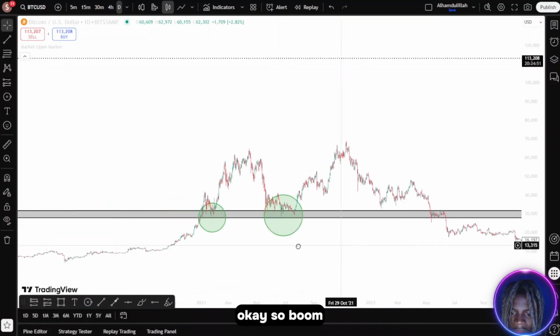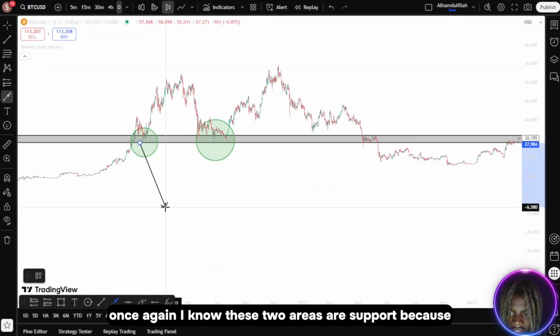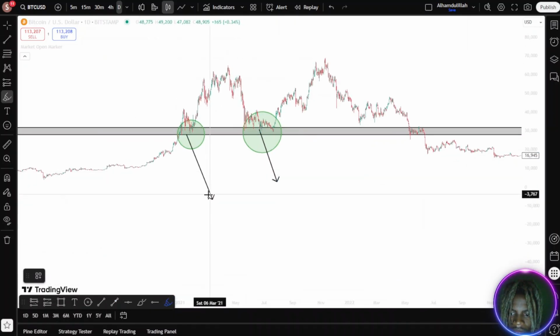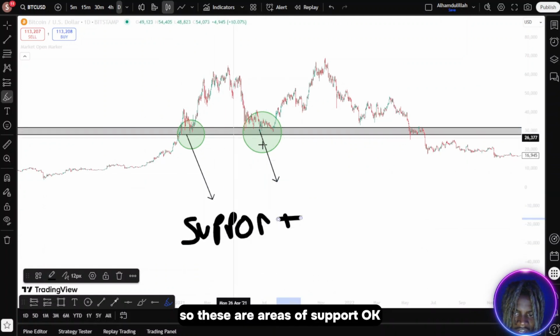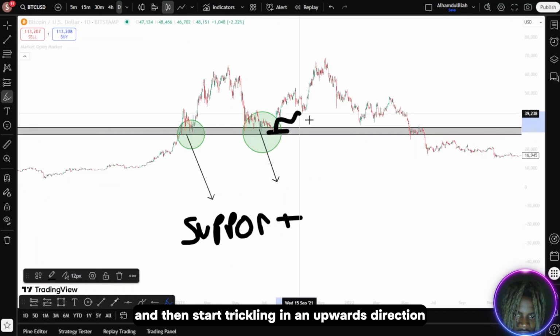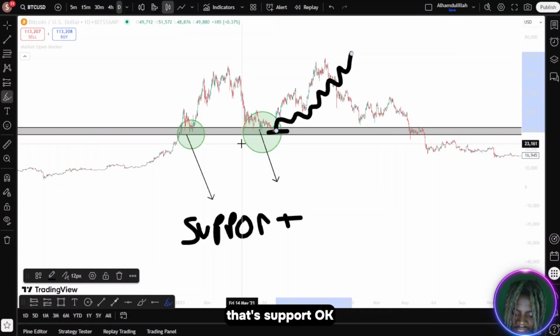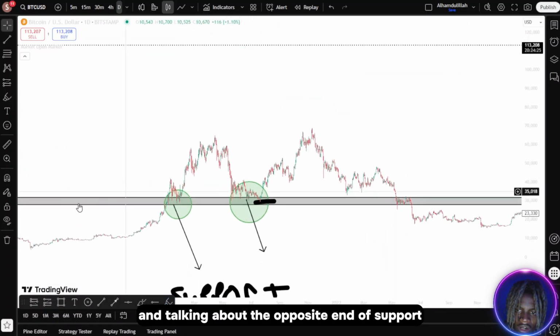Once again, I know these two areas are support because price is deciding to bounce upward from this area. So these are areas of support, because price decided to stop at this area and then start trickling in an upwards direction. That's support.